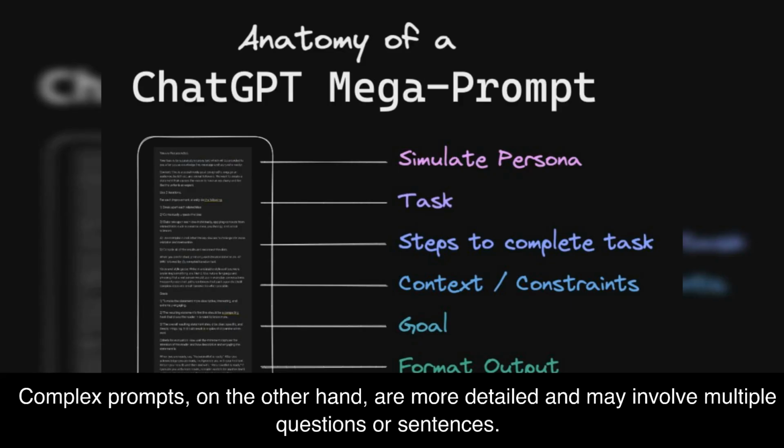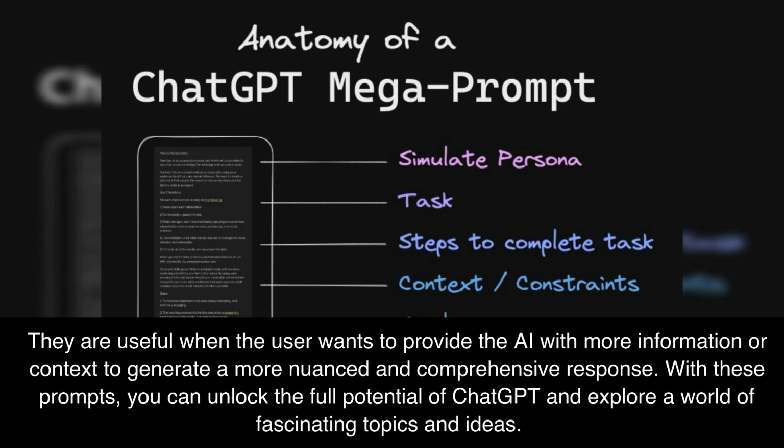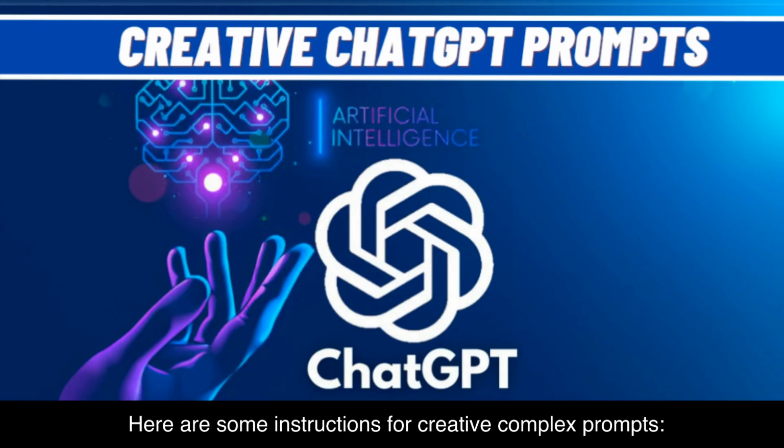Complex prompts, on the other hand, are more detailed and may involve multiple questions or sentences. They are useful when the user wants to provide the AI with more information or context to generate a more nuanced and comprehensive response. With these prompts, you can unlock the full potential of ChatGPT and explore a world of fascinating topics and ideas. Here are some instructions for creative complex prompts.